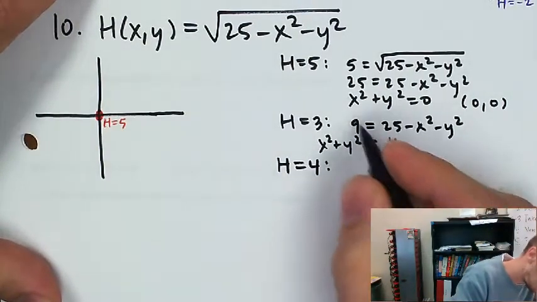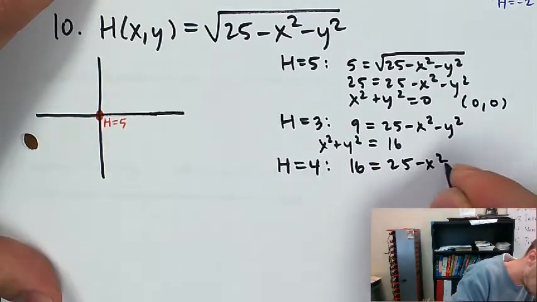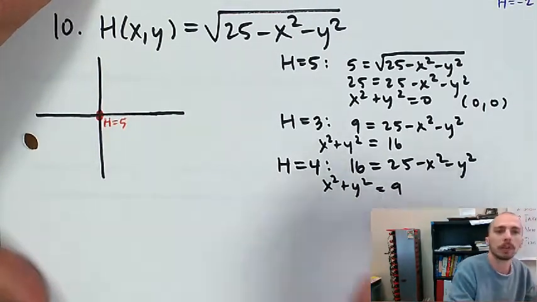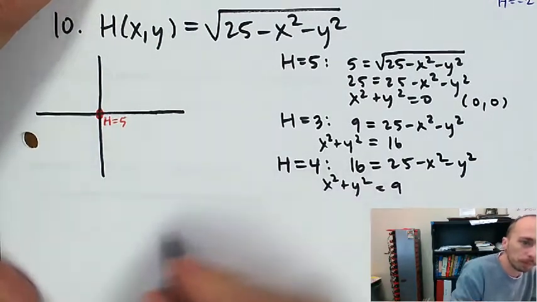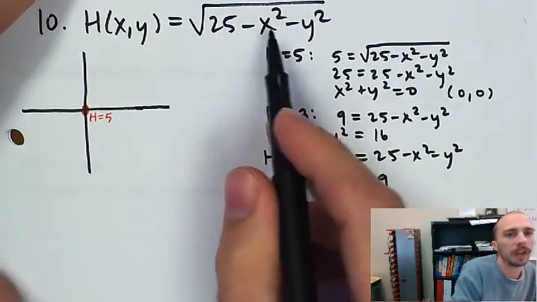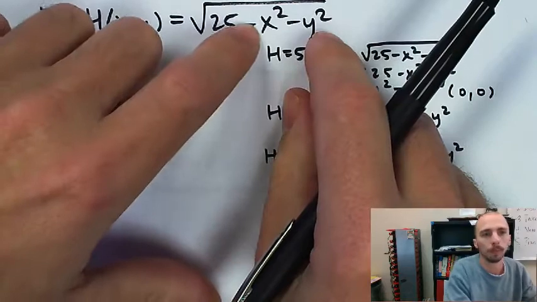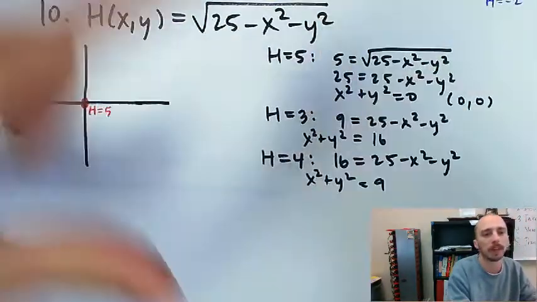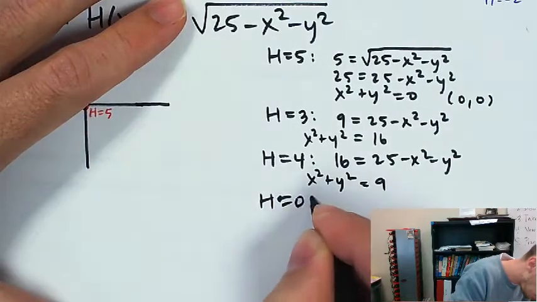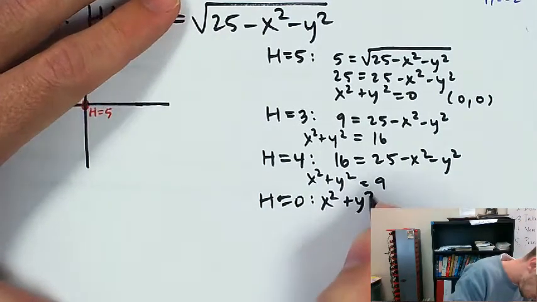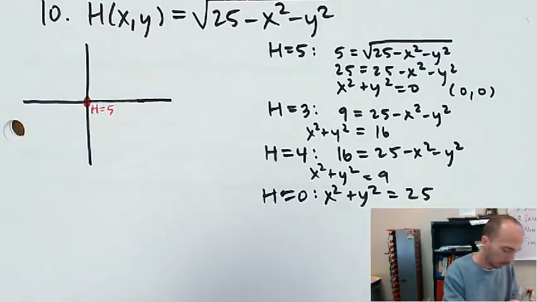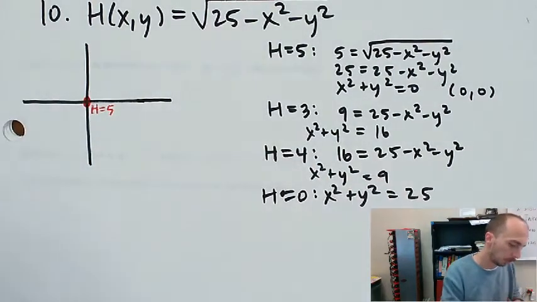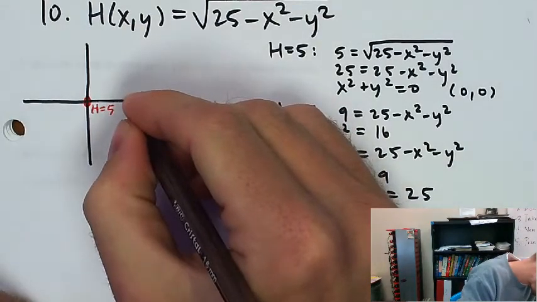If I had h equals 4, it's going to be 16 equals 25 minus x squared minus y squared, leaving me with x squared plus y squared equals 9. This is a circle with radius 3. And then h equals 0. I'm running out of room, but I think that you'll be able to see what's going to cause h to equal 0. When x squared plus y squared equals 25, I'm subtracting 25, and I'm taking the square root of 0. So h equals 0 gives x squared plus y squared equals 25. The first one was centered at the origin. The next one is going to be centered at the origin with radius 3. So let's see, maybe that's here.